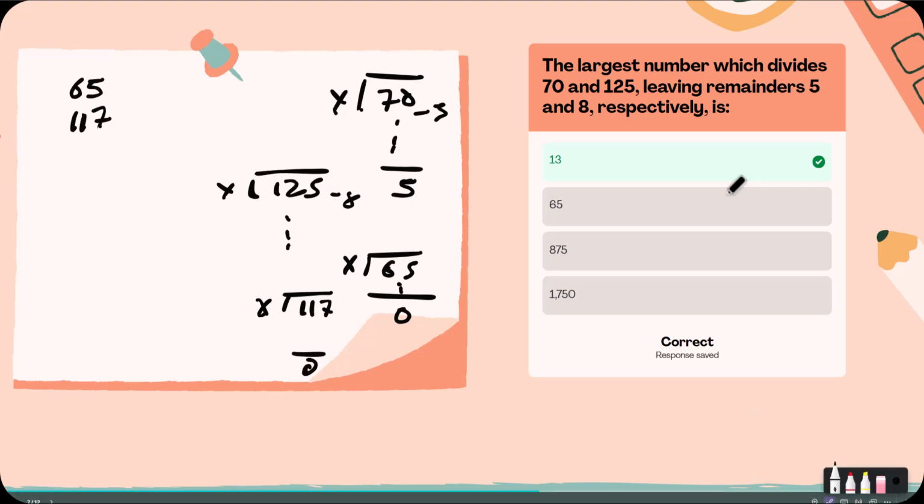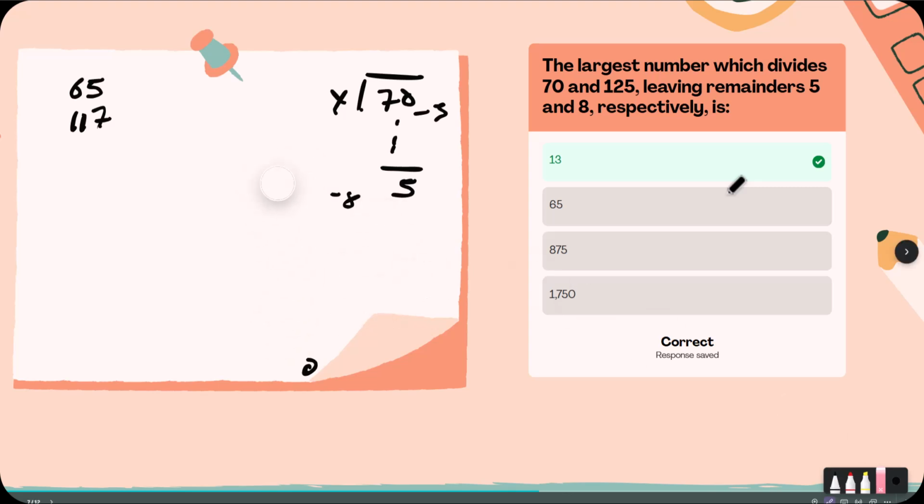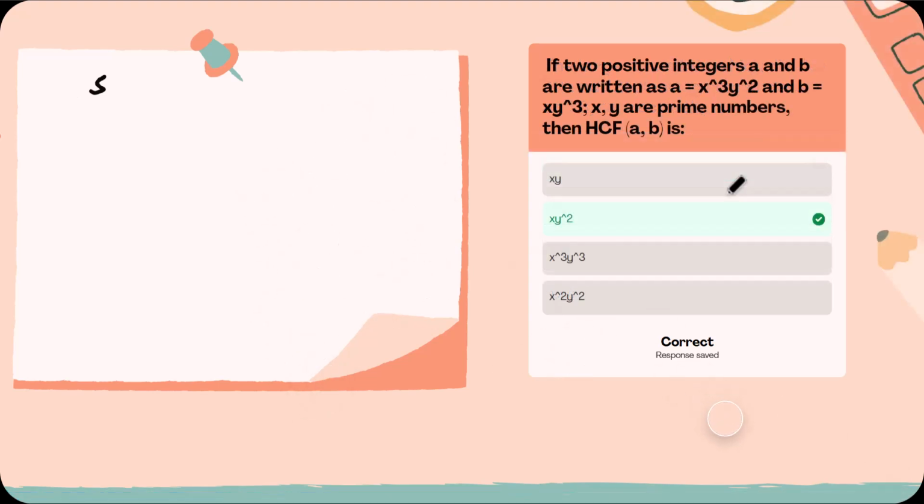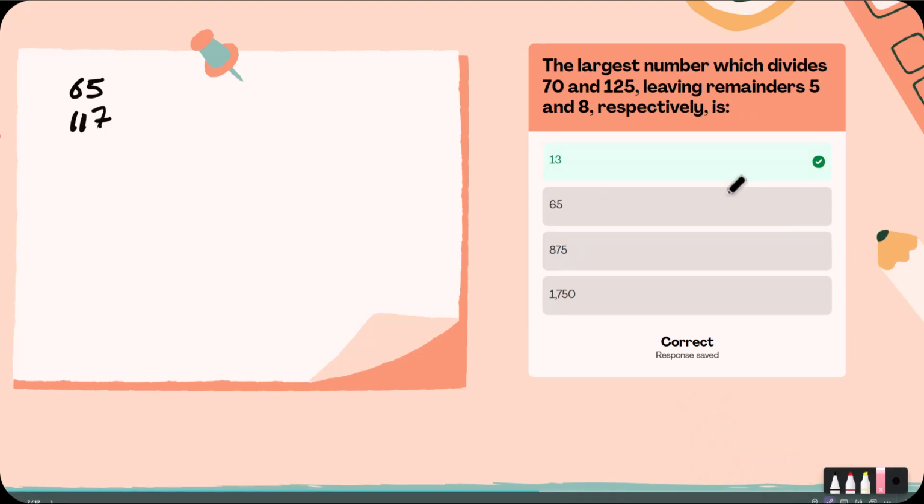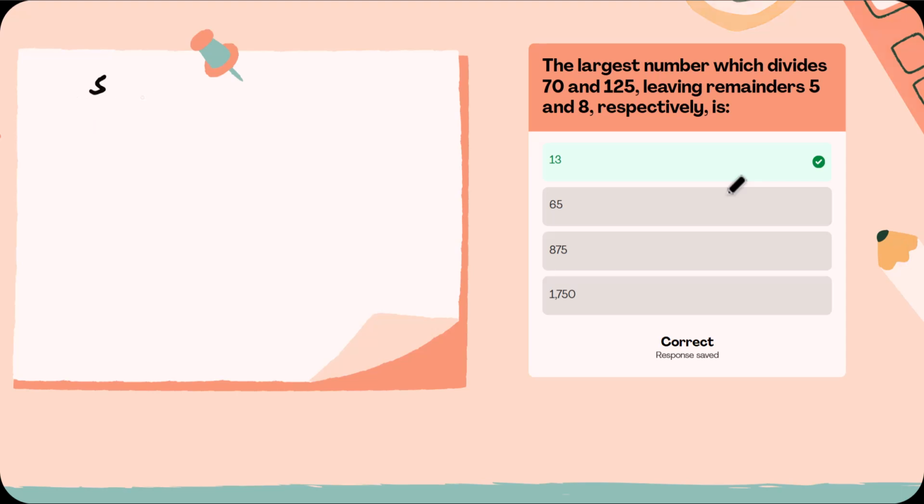So what can we understand here? The logic is pretty much clear. I have to remove that number, then find the HCF. So I remove the numbers: 70 minus 5 is 65, 125 minus 8 is 117. So we got these numbers. Now it's very easy. 65 is 5 into 13, right? And 117 is 3 into 3 into 13. So what is the HCF? The HCF is 13.